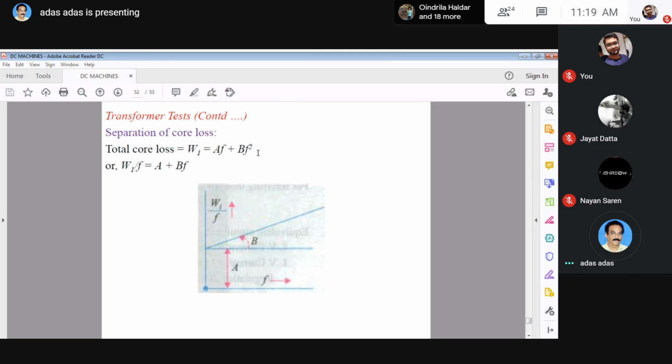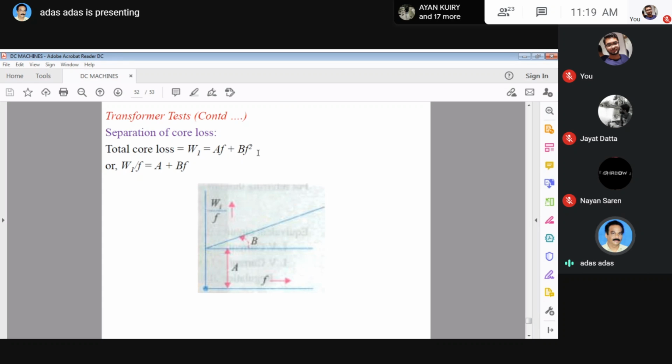Once again, W1 supplies the input power, which supplies the core loss. You know, the core loss may be of two types. One is the hysteresis loss, another is the eddy current loss. Hysteresis loss depends on F, proportional to F, and eddy current loss depends on F square. So we can write W1 equal to A F plus B F square. From here we can write W1 by F equal to A plus B F.